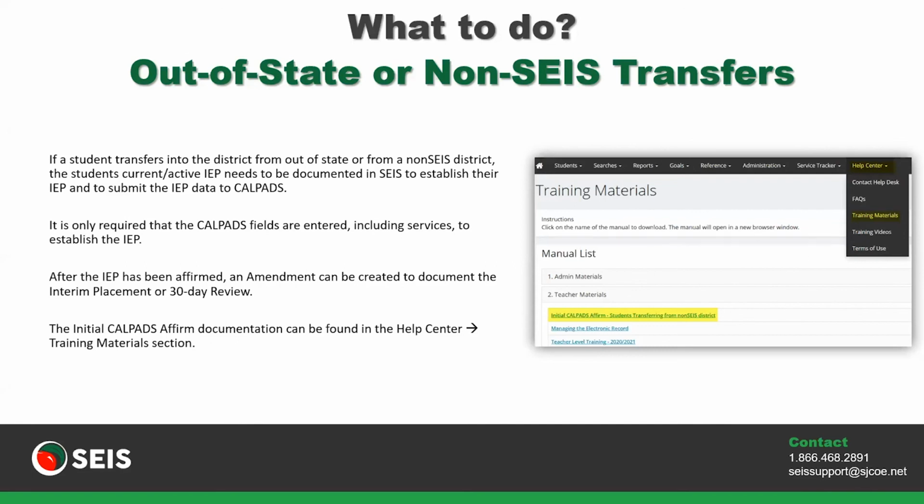I know that was just a brief explanation of that. We do actually have this information in our training material. Under the Help Center, under training materials, this is for the initial CalPADS affirm for students transferring from a non-SACE district. This will go step by step on how to document that student's IEP that came from out of state or a non-SACE district, and how to put that IEP into SACE so that you can create an amendment to make any changes.